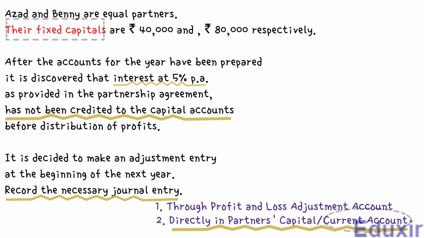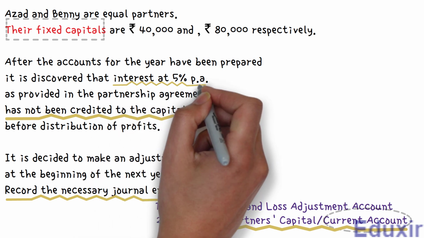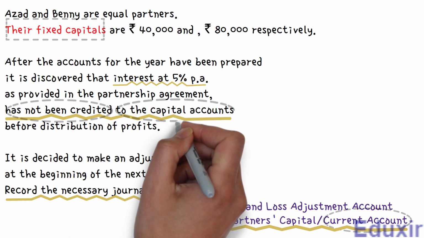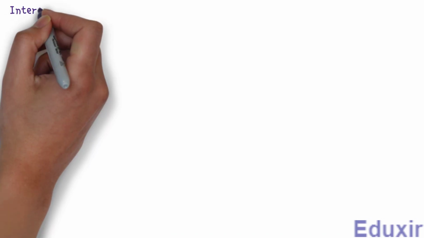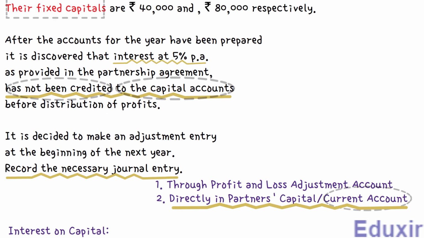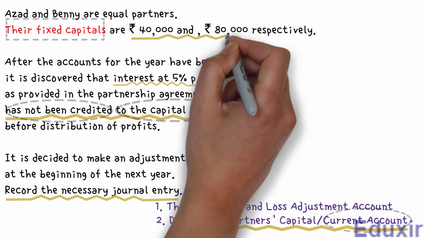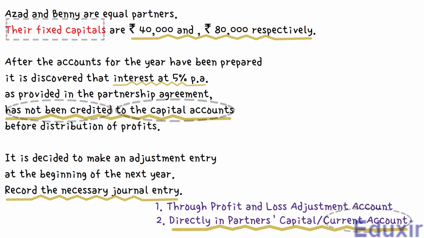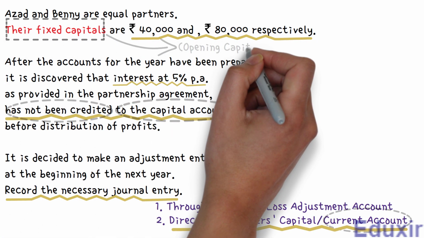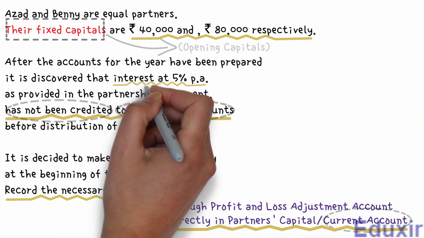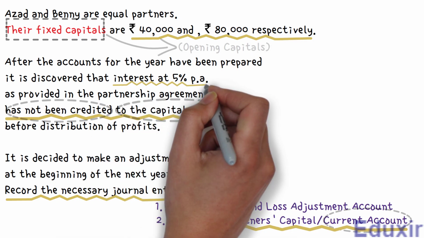Now, as it is specified in the problem that the interest on capital was not credited to the capital accounts, let's first calculate the interest on capital in the working notes. Let's first write the header interest on capital. Now, the capitals of the partners are given as 40,000 rupees and 80,000 rupees respectively. As these are fixed capitals, we can consider them as the opening capitals. Also, the interest on capital is at the rate of 5% per annum.